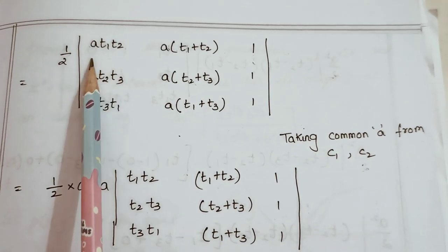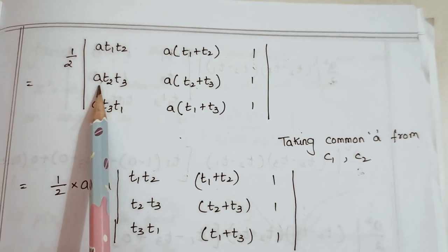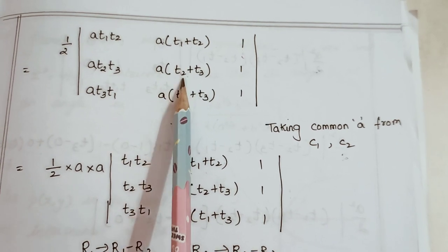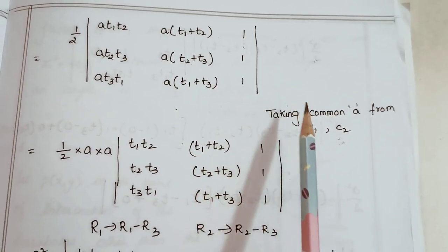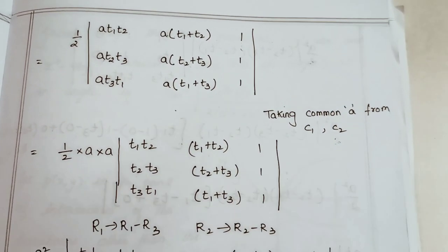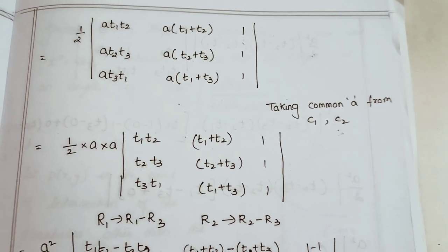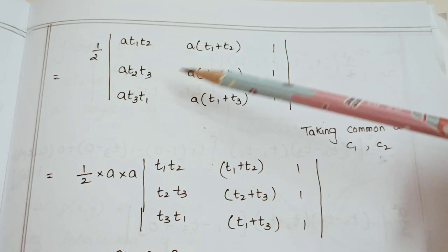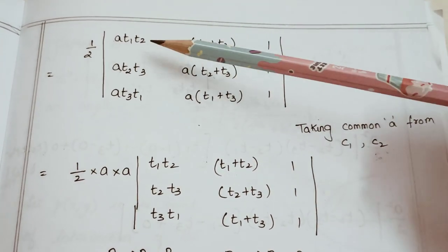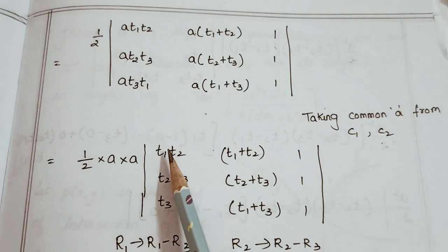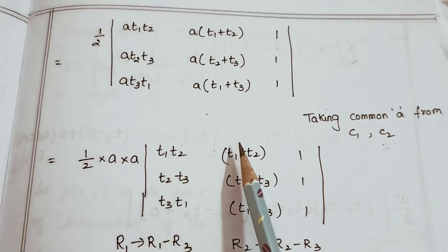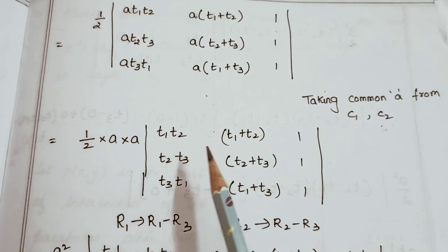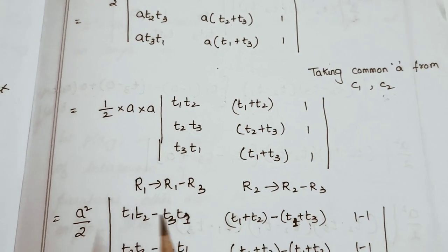Half x1 is a t1 t2, x2 is a t2 t3, a t3 t1, and y1 y2 y3. This one same as it. Taking common a from c1 and c2. C1 and C2 means first column and second column. We can take a common. Okay, from this column a, and from this column a into a. Okay, so this one same as it is.